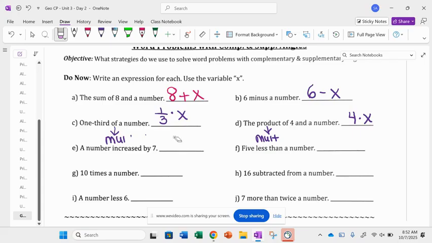All right, a number increased by 7. A number increased by 7. So our number is x. Increased means what operation? Addition. And what is it increased by? 7.